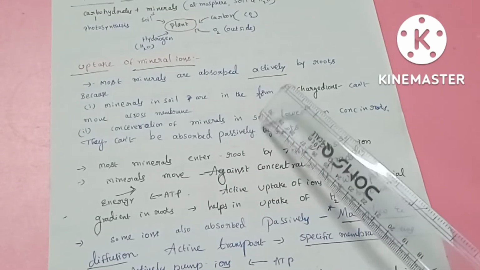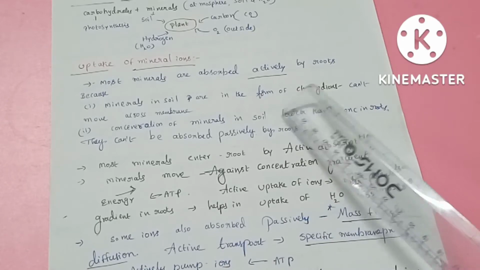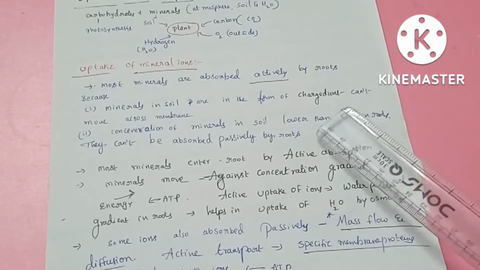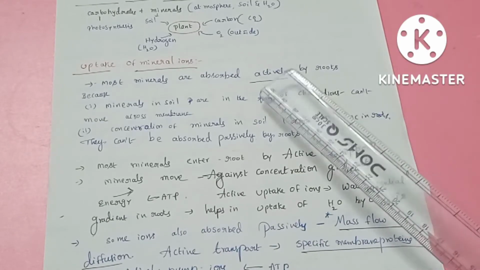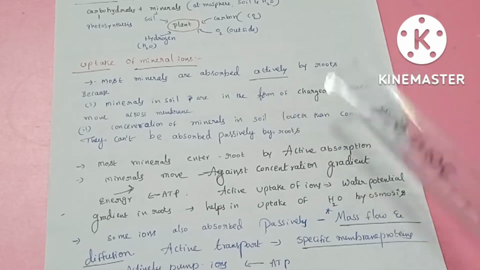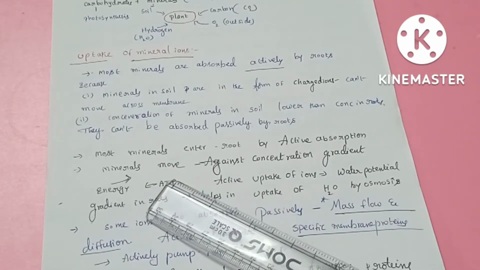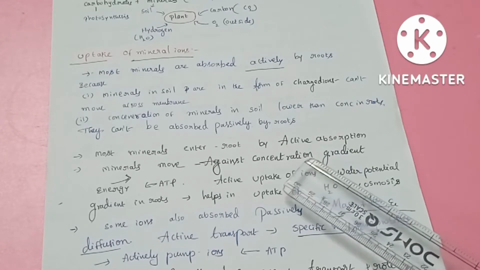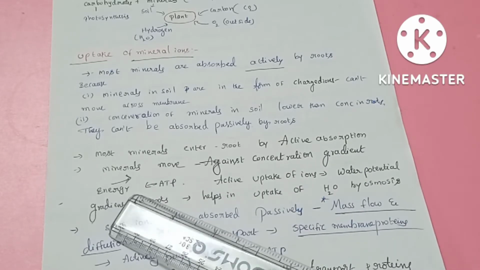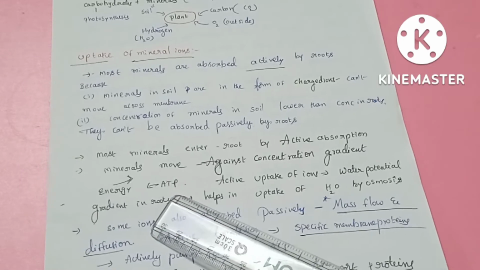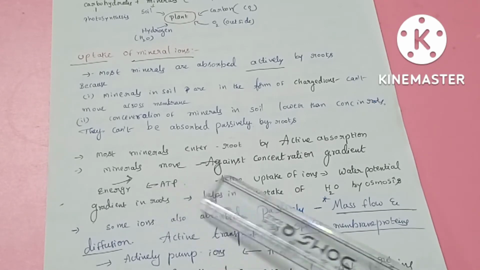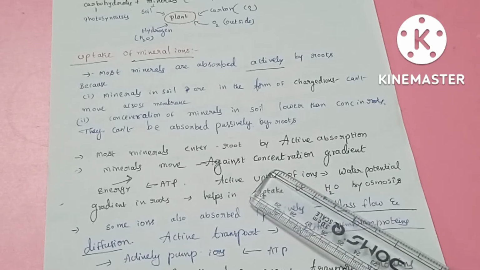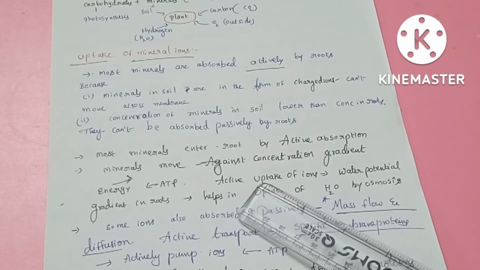Here also the concentration of the minerals outside is very less when compared to the concentration inside the roots. Hence they have to be taken inside by using some energy. They absorb the nutrients by the active process. Most of the minerals enter the root by the active absorption process. For active absorption they use energy, which is obtained from ATP, and the minerals move against the concentration gradient. Already we have studied the concentration gradient, that is, from the lower concentration to higher concentration.